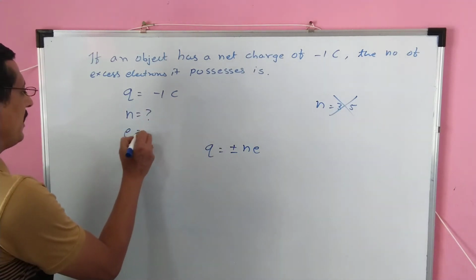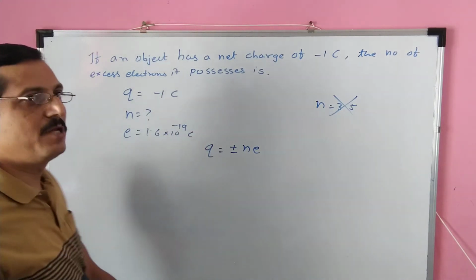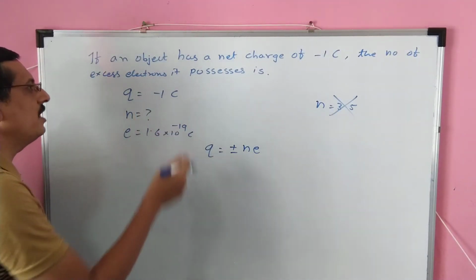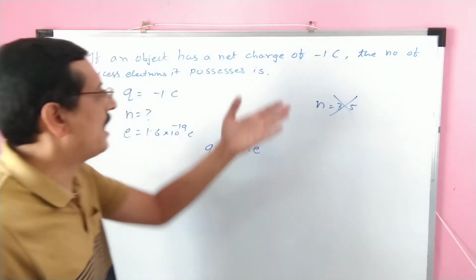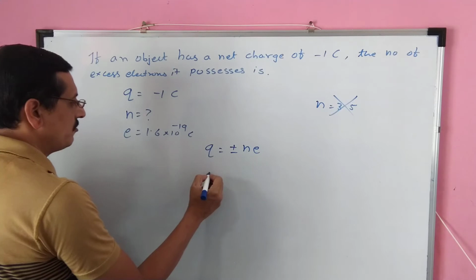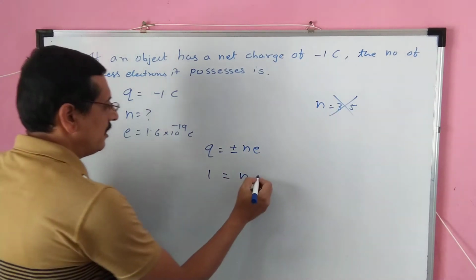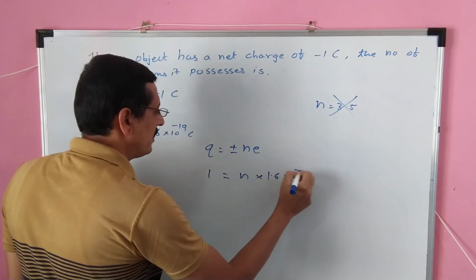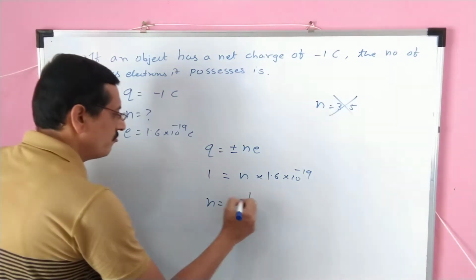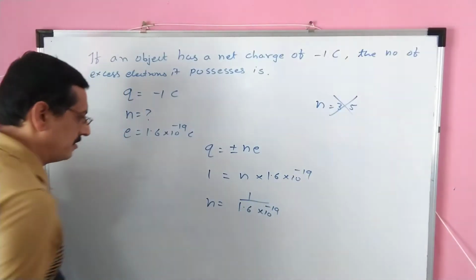Okay student, so Q is equal to minus 1 coulomb, and we have to find out the charge of the electron. We know it is 1.6 into 10 to the power minus 19 coulomb. The formula I have already written, student. It is negatively charged, which means it has excess electrons, and they have mentioned that in the question itself. So therefore the value of Q is 1 equals n, which we have to determine, into 1.6 into 10 to the power minus 19. That is, n is equal to 1 divided by 1.6 into 10 to the power minus 19.